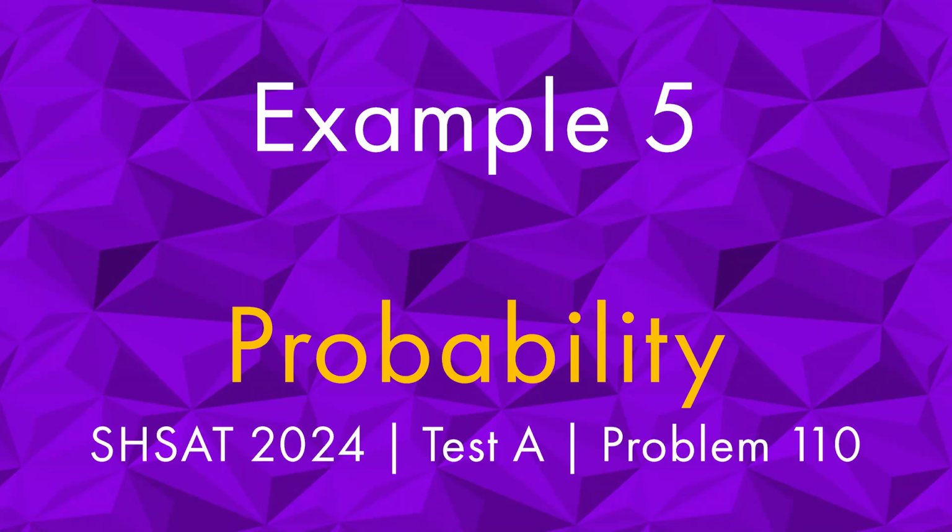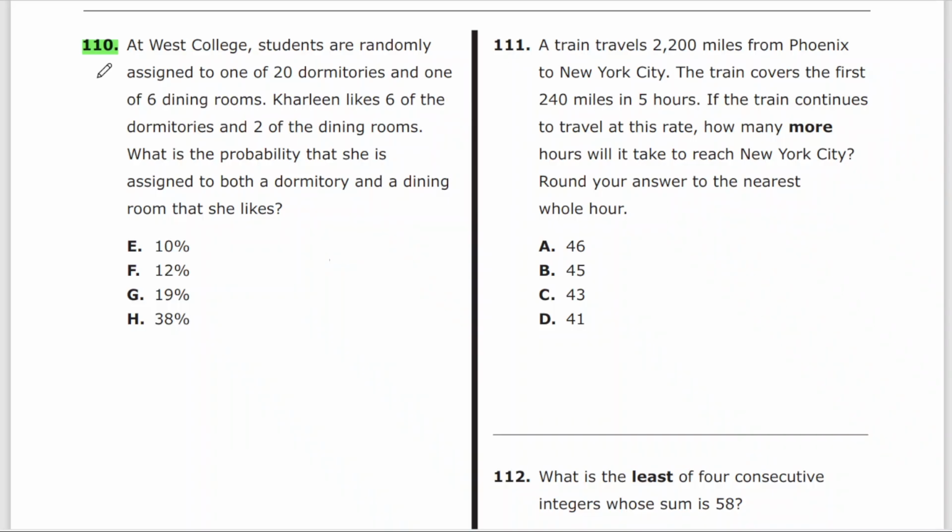Example number 5 is problem 110, test A, SHSAT 2024. At West College, students are randomly assigned to one of 20 dormitories and one of 6 dining rooms. Caroline likes 6 of the dormitories and 2 of the dining rooms. What is the probability that she is assigned to both dormitory and dining room that she likes?